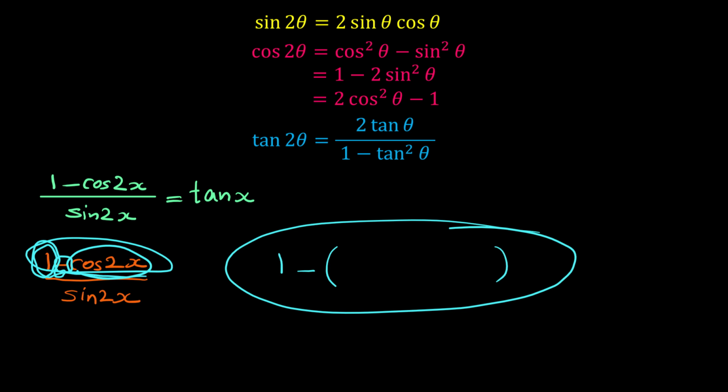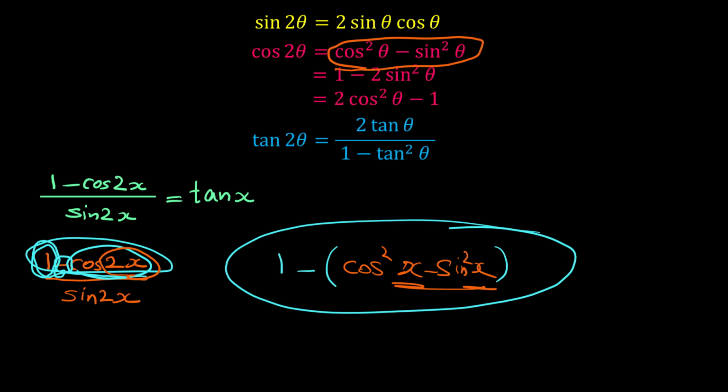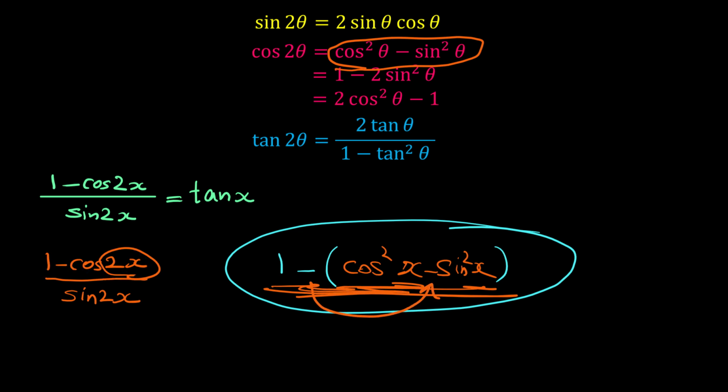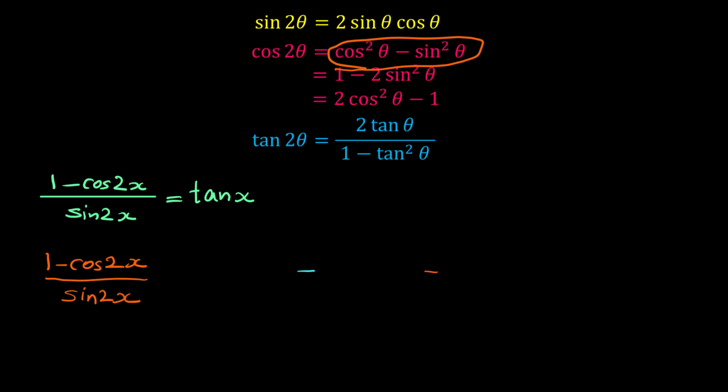And why not the first one? Why is this one not a good idea to use? Because then you have 1 minus cosine squared x minus sine squared x, because here it is 2x, so it should be x here. Then, as you can see in the numerator, you have 1 minus cosine squared plus sine squared. So, to decide between these three formulas for cosine, you have to look at the other terms that you have in the numerator and sometimes in the denominator. Then, by considering the other terms, you can choose the proper one.